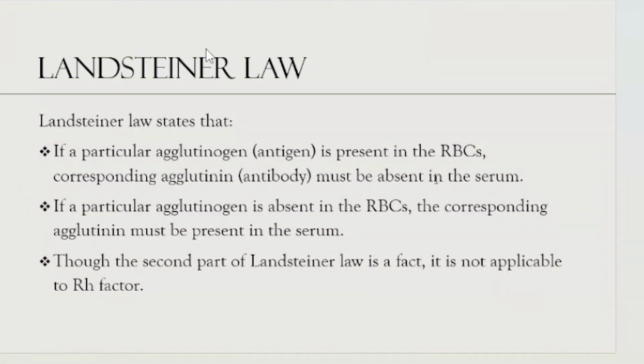And as this is not occurring in our body, this law proves that there is no chance of having both of them together. Then the second law says that if a particular agglutinogen is absent in the red blood cell, the corresponding agglutinin must be present in the serum. So basically, if your A antigen is present in your red blood cell, the B antigen won't be on it, and when the B antigen is not in your red blood cell, you have anti-B or beta antibody present in your plasma. That's the logic behind this statement.